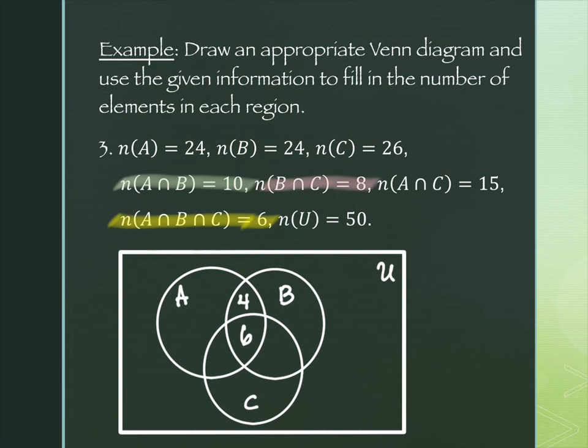I have B and C is 8. So B and C would be this piece right here. I already have 6 there. How many more do I need? 2. Okay. The next one is here. A intersect C. So that's over here. 9, because I have to add up to 15.